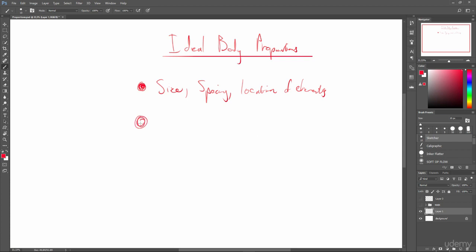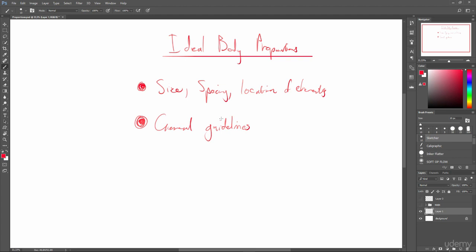So something to remember is that these are really just general guidelines. And the reason we want to emphasize this is because there's all kinds of body types out there, all kinds of people out there, all ages of people, and so their proportions vary. So the ideal body proportions are really the size, spacing, and location rules of just the idealistic middle-aged person, maybe a 30-year-old, a 40-year-old, someone who's just your general adult person, okay?